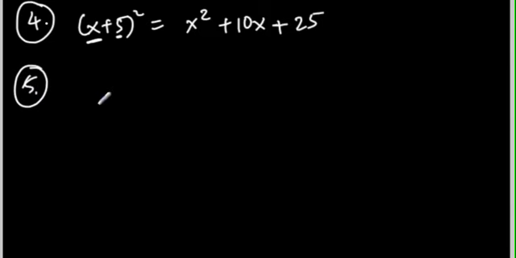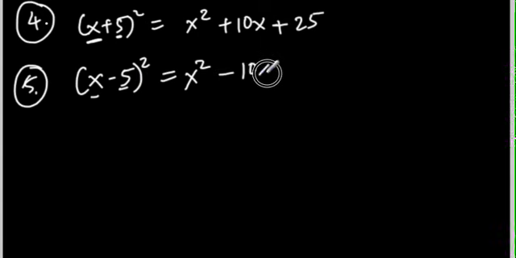Number 5 is x minus 5. Now this is a little bit different. Observe how this is different. See, this was plus 5, and now this is minus 5. So again, we square the first term, which is x squared. Now we multiply 2 times x times negative 5. 2 times x is 2x, and 2x times negative 5 is negative 10x.